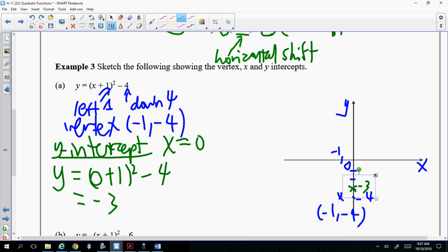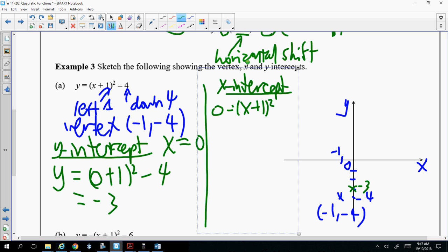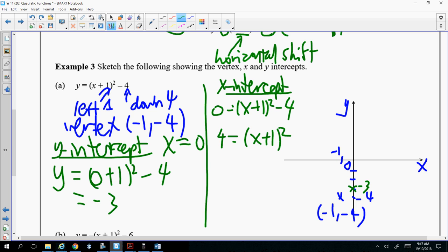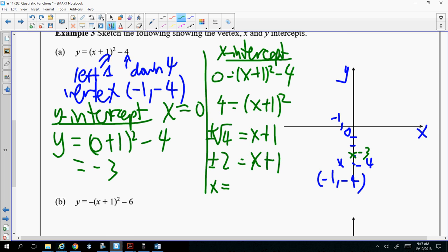So for y is 0, and then what do you do? Do you need to expand? No, you do not need to expand. You just have to move the 4 over, and then you square root. And when you square root, you must put plus or minus. So you get plus or minus 2 equal to x plus 1. Therefore, x equal to -1 plus or minus 2, which is -3 or 1. So you've got 1 or -3. And then we can draw the graph. 1 and -3. Get the idea?